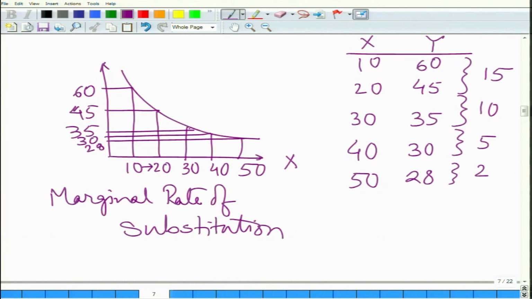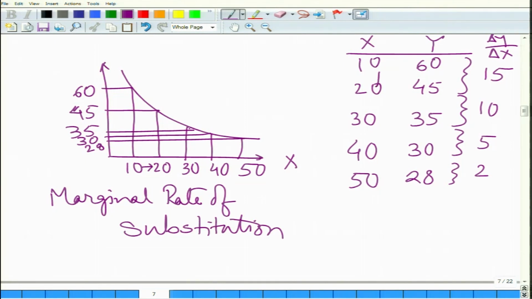Now, we can think of a doctor and a nurse, we can think of two medicines, we can think of an apple versus a protein supplement, something like that. This shows now this 15 is basically delta y by delta x, isn't it?